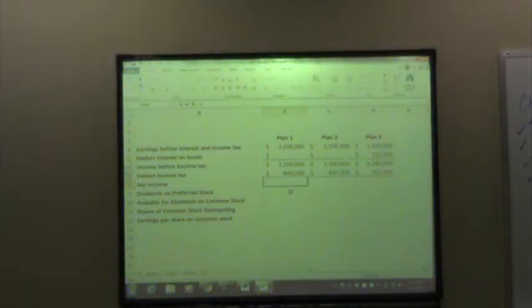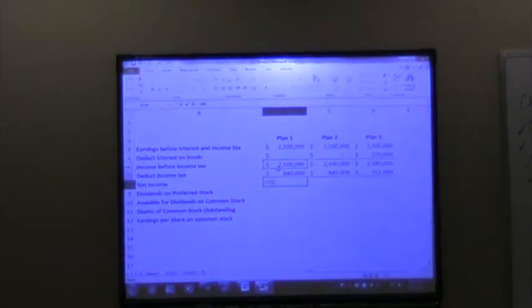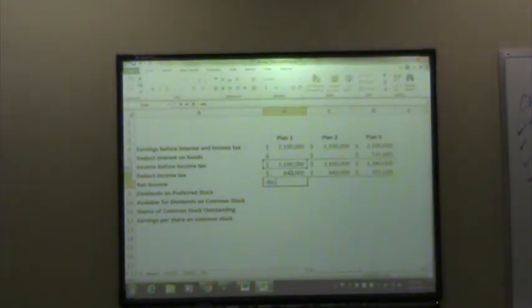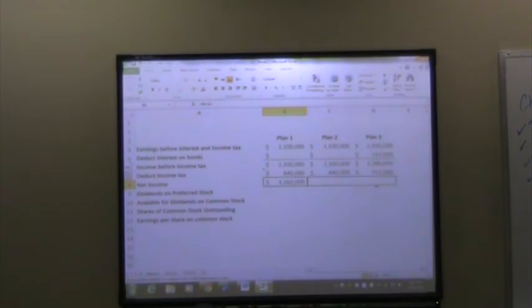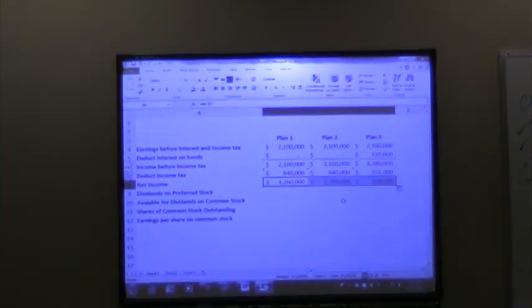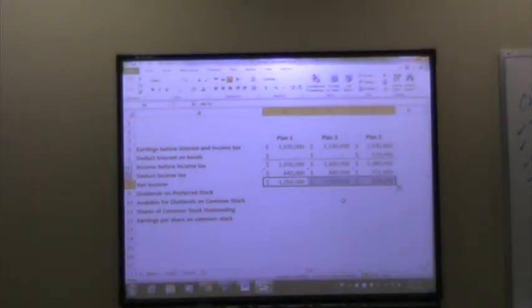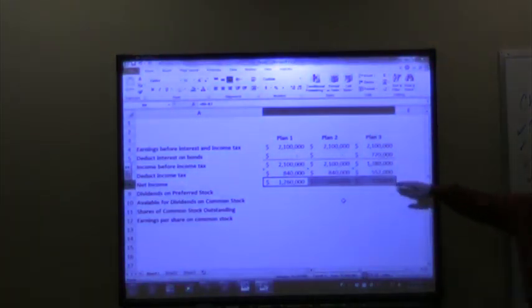And then to get my net income, I'm taking the 2.1 million minus the 840,000 that I deducted for my taxes. And then I'm going to basically do the same thing for each of those. Everybody following me here?